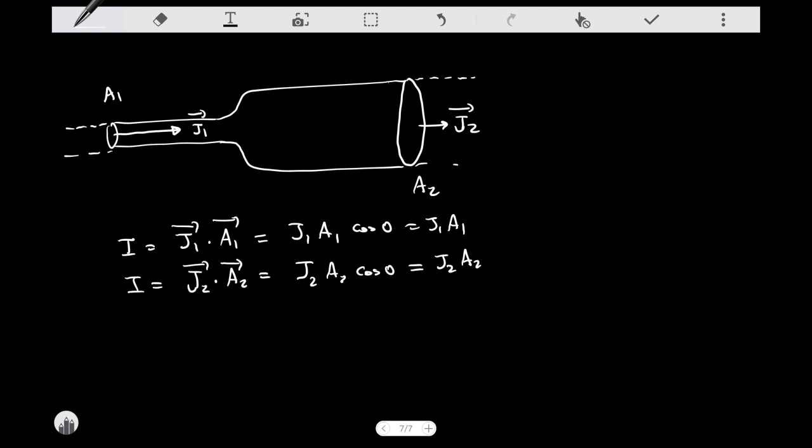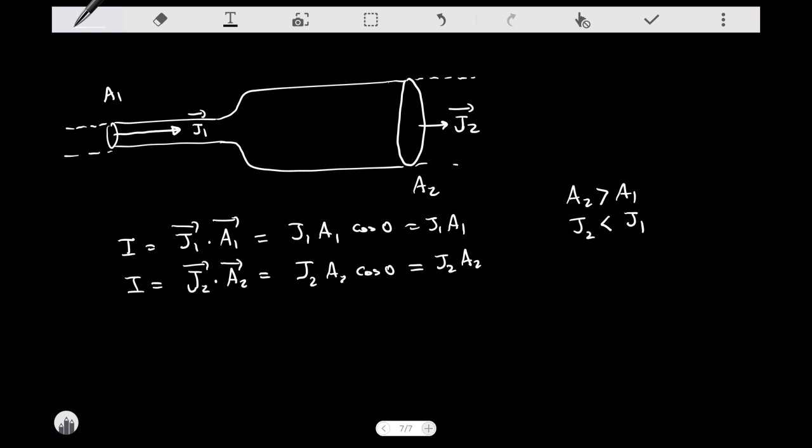So this tells you that since A2 is less than A1, but the products with the current density should be the same. Sorry, it's just the opposite. Since A2 is bigger than A1, the current density J2 should be smaller than J1. So if the same current flows over a thicker wire with a larger cross-sectional area, then the current density in here would be smaller. Okay.